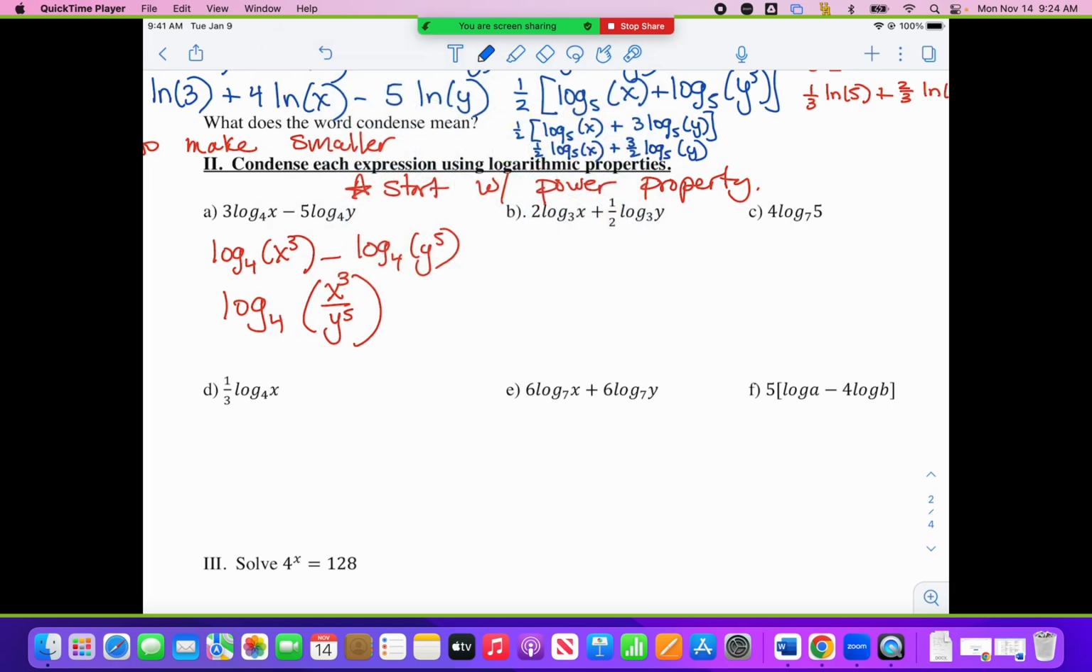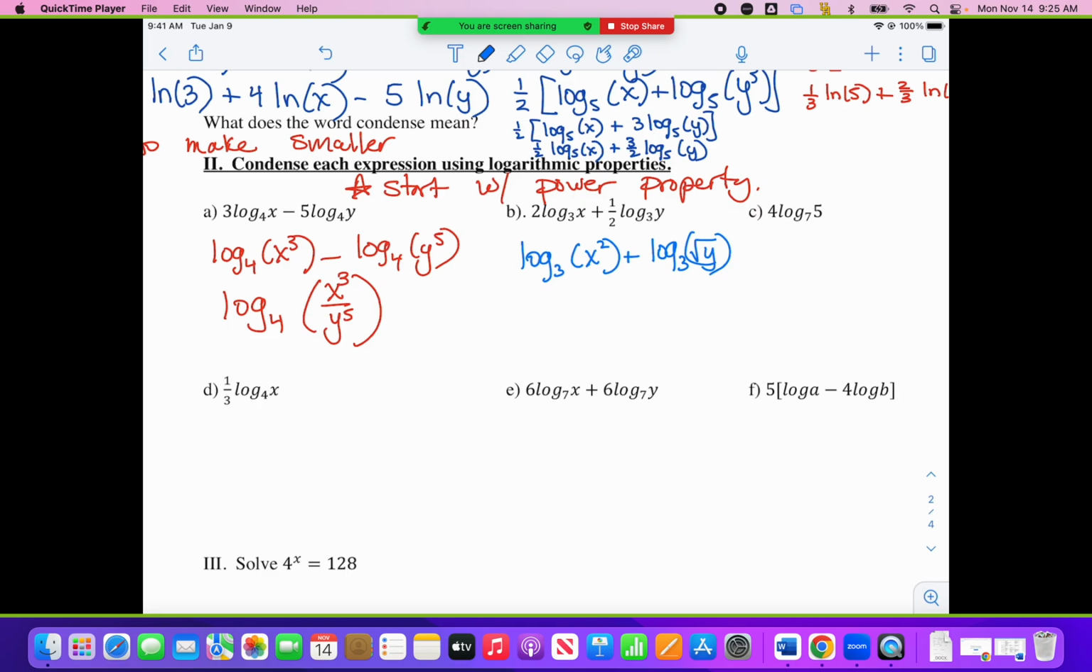All right, letter B. I'm going to start with the power property, and I'm going to make that log base 3 x squared plus log base 3. Now stop and think. If I'm going to take y to the 1/2 power, we usually don't write y to the 1/2 power. How are we going to change that? Square root, right? That's the square root of y.